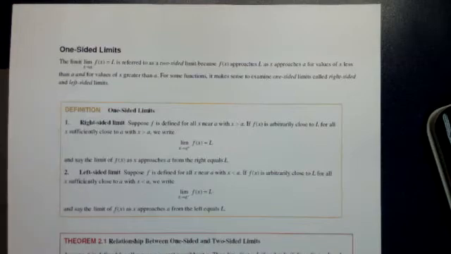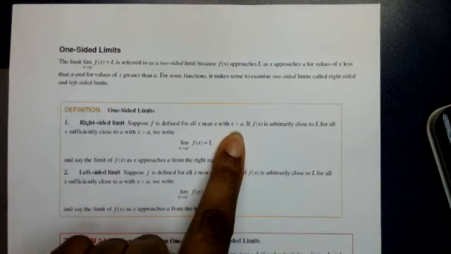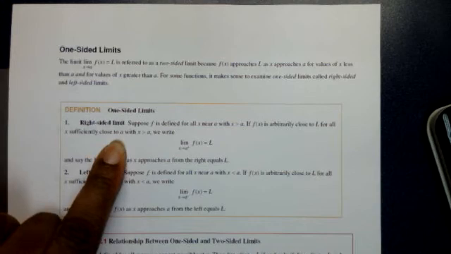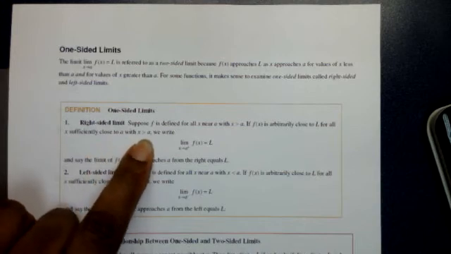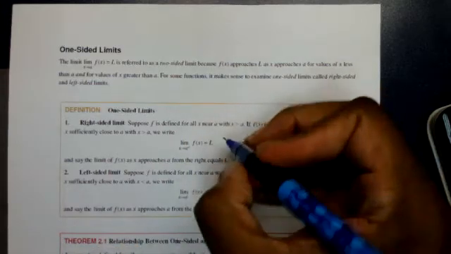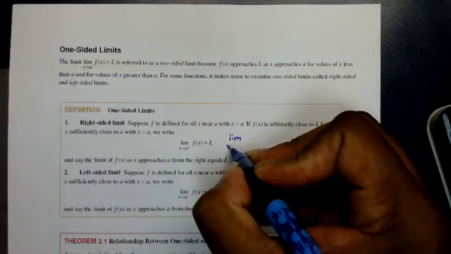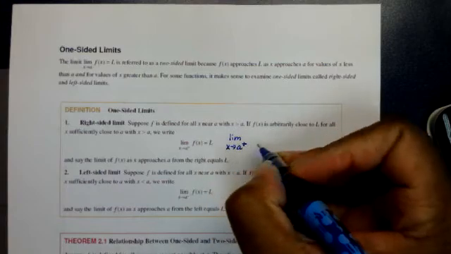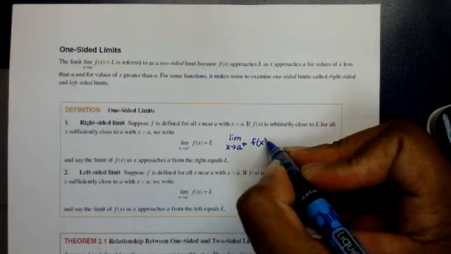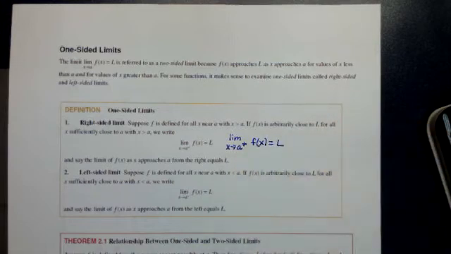So here's your definition of one-sided limits. For a right-side limit, suppose f is defined for all x near a with x greater than a. If f of x is arbitrarily close to L for all x sufficiently close to a with x greater than a, then we write it like this. The limit as x approaches a with a plus sign, that means x approaches a from the right, of the function f of x equals L.